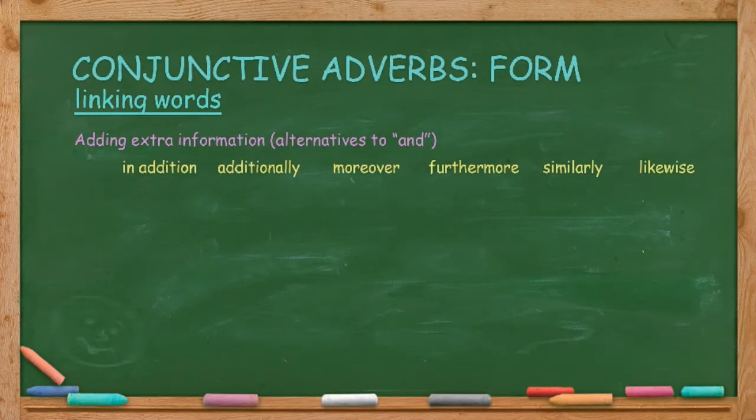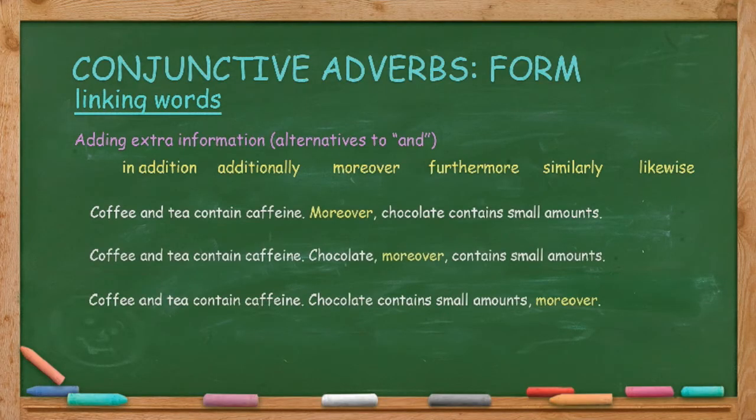Now we're going to look at the form for conjunctive adverbs, beginning with adding extra information, alternatives to and: in addition, additionally, moreover, furthermore, similarly, and likewise. In the following 3 sentences about caffeine, the conjunctive adverb moreover is placed in 3 different positions.